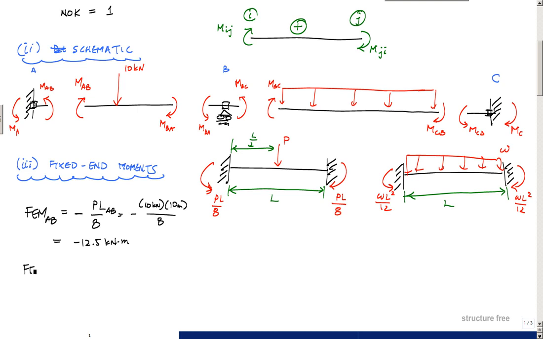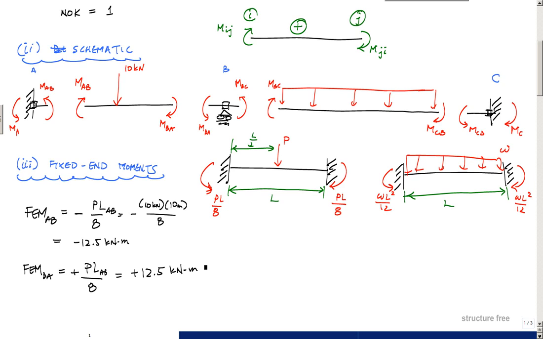The fixed end moment for BA, which is on this side, look at MBA, the way I've drawn it, is in the same direction as this right here, the fixed end moment on the right here for a concentrated load, PL over 8. So that's positive. This is positive PL_AB over 8. And that is just a plus 12.5 kilonewton meters.